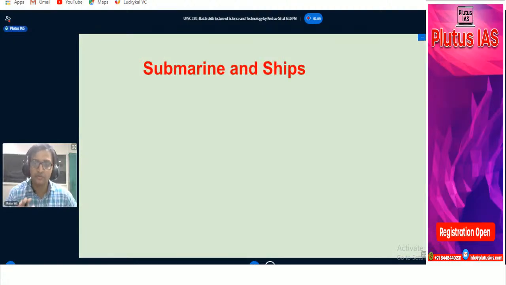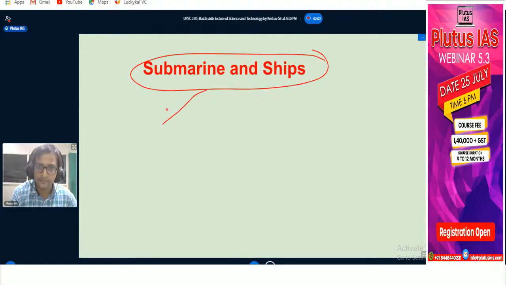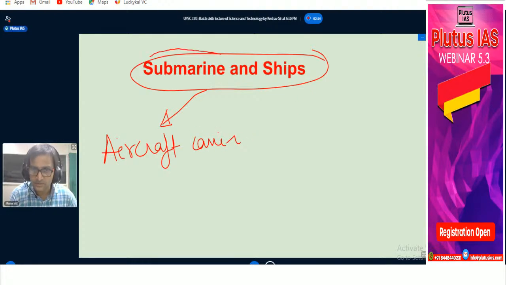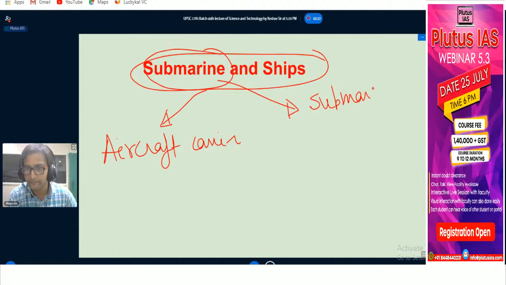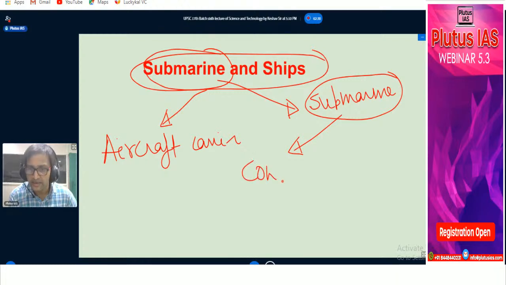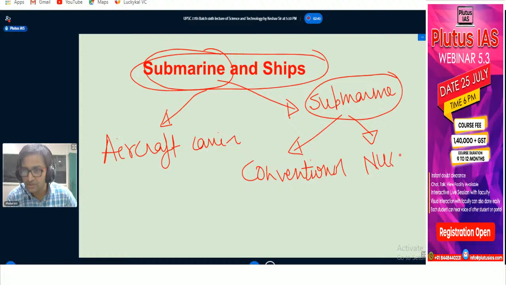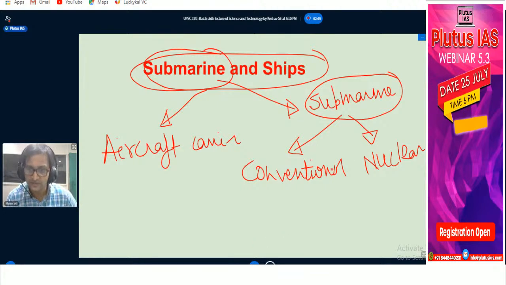Now come to submarines and ships. Whatever we study in different forms, like we have some aircraft carriers. Then for the submarine part, we can divide into two types. Please write submarine: one, conventional, and second, nuclear. Conventional and nuclear. First one is conventional, second one is nuclear.